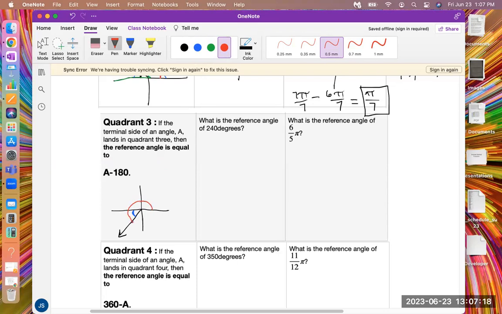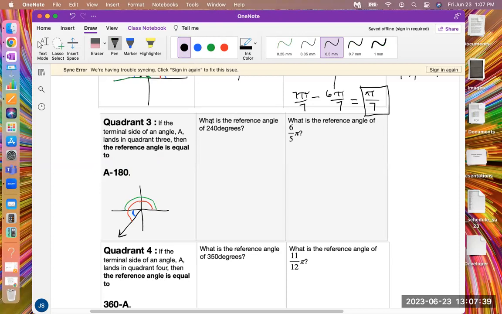So to find the reference angle, you just have to subtract 180, which is this green part. So that's why you take your original angle and subtract 180. This is the formula if your angle is in degrees.